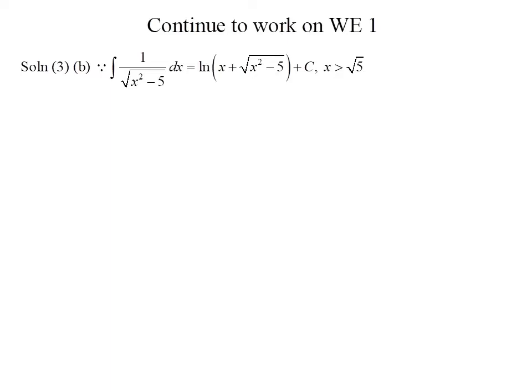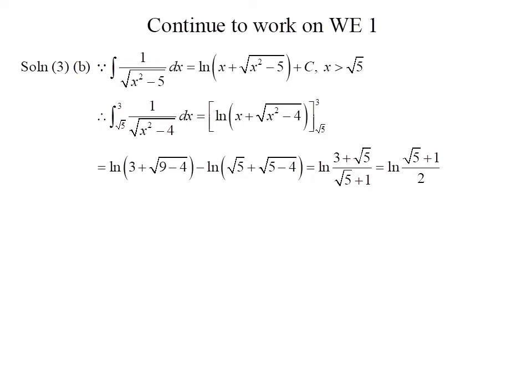Here we continue to work on part B of the third question of example 1. Based on the result of the second question, as well as part A of the third question, the integral of 1 over the square root of x squared minus 4, valued from square root 5 to 3, dx, equals ln of x plus square root of x squared minus 4, valued from square root 5 to 3, which equals ln of square root 5 plus 1 all over 2, or in parentheses, after being simplified.